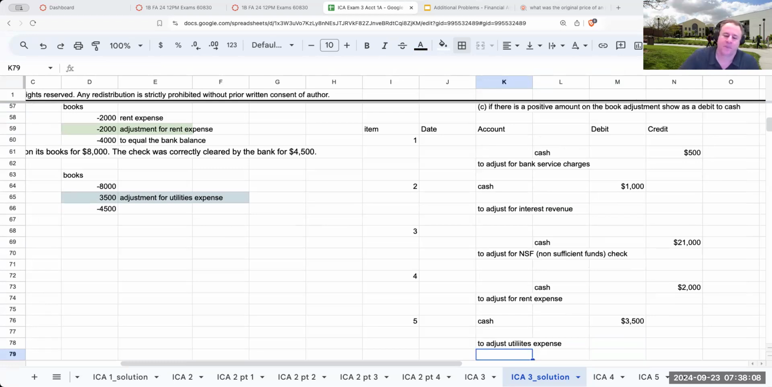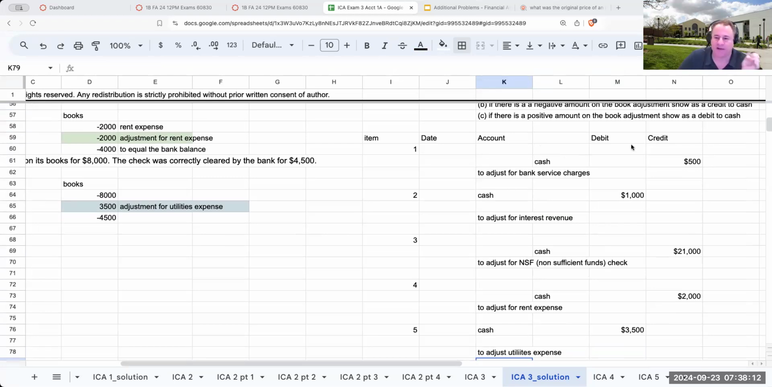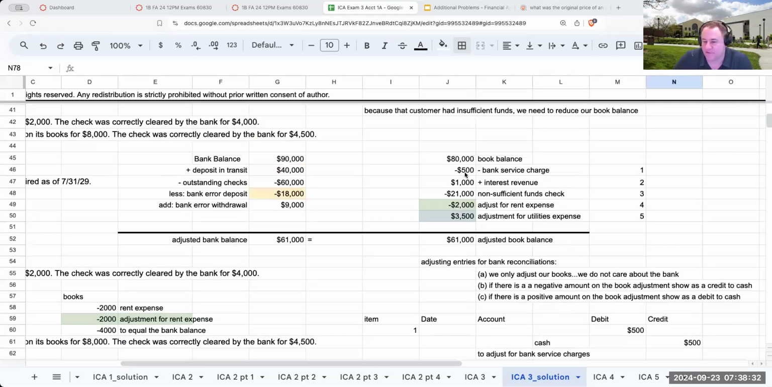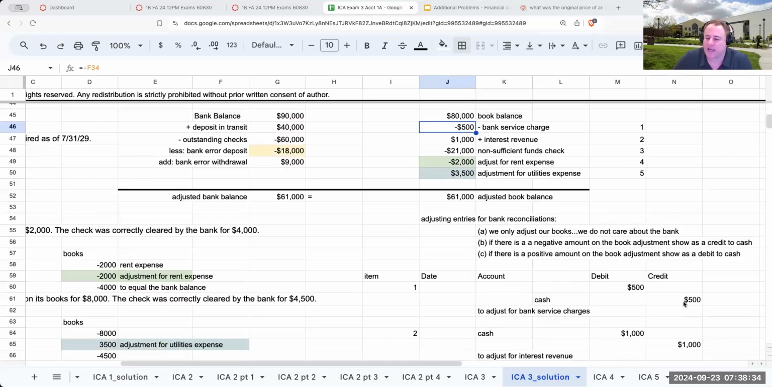expense. Okay. So all I've done so far, I'm going to have to come up over here with a debit. I'm going to have to come over here with a credit. Here, I'm going to need a debit. Here, I'm going to need a credit. But the reason why I'm doing this first is I really want to emphasize that when you're doing these journal entries, don't make your life difficult, right? If it's a negative amount, show it as a credit to cash.